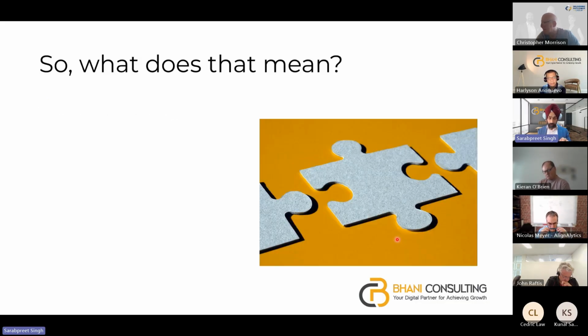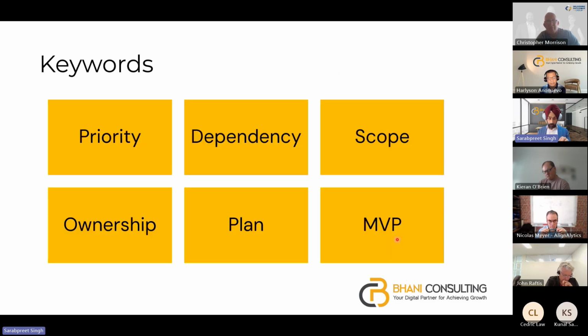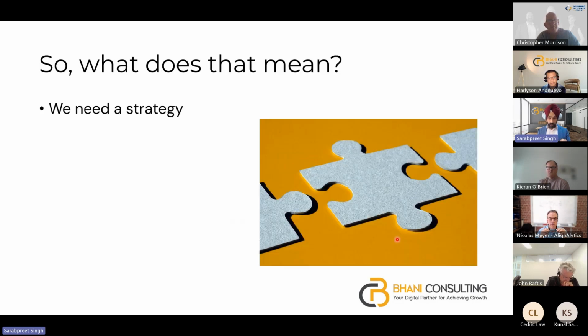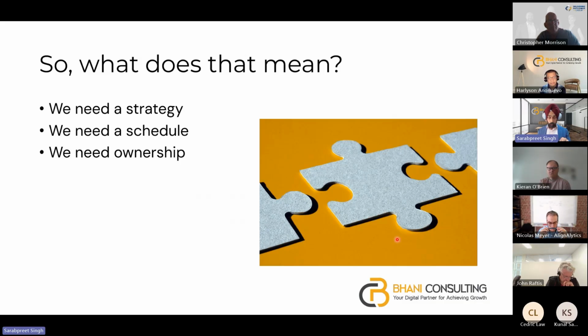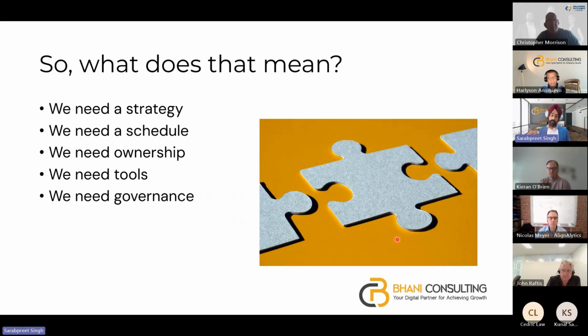So I'm driving this from these themes now. We need strategy, we need schedule, we need ownership, we need tools, and we need governance. So these are vital points that I need so I am in control of data migration. And often we find these things are missing, or they are being done and they are collecting digital dust in the shared drives or SharePoint.